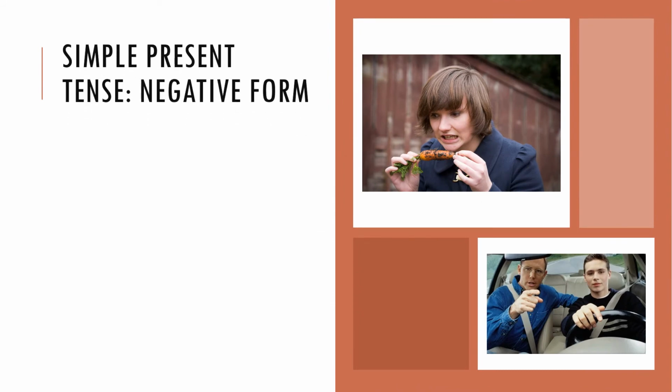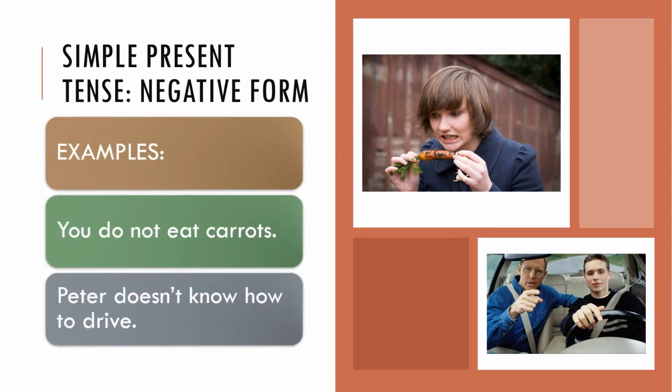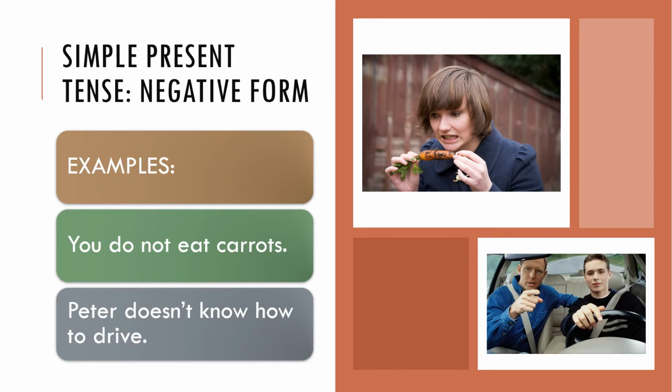Simple present tense in a negative form. For example, you do not eat carrots. So you need this construction. You say do not or don't. You don't eat carrots. And then after this auxiliary, you have to put the verb in basic form, just like that, no S. And then the other sentence says, Peter doesn't know how to drive. Does not. This is the negative construction for third person singular. Peter doesn't know how to drive.